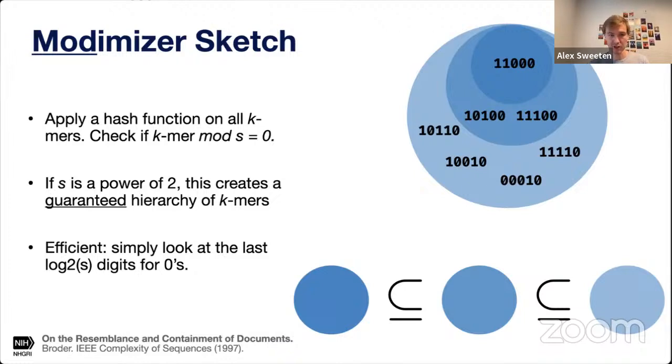And so this is a sketching approach, and the property that it guarantees is a hierarchy of k-mers. So what I mean by that is that if you divide all of your k-mers by 4, well, all of those k-mers are also divisible by 2, just by nature that anything divisible by 4 is divisible by 2. We can determine that by looking at the least significant digits. Everything that has 2 zeros in the least significant area also has 1 zero in its least significant area. So this is a very efficient way to sketch our sets. And it also has this nice hierarchical property where we are guaranteed that certain k-mers have to be in certain sets.